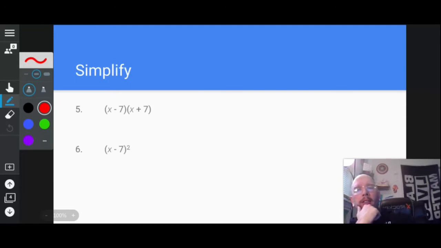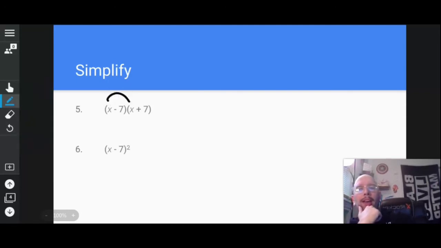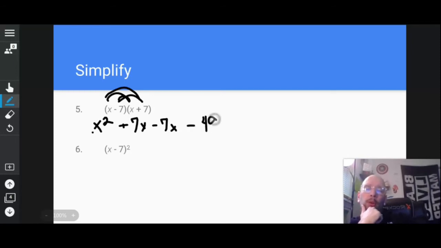X times x is x squared. X times 7 is 7x. Negative 7 times x is negative 7x. And negative 7 times positive 7 is negative 49. The two interior terms, the O and the I, cancel each other out, and we're left with x squared minus 49.